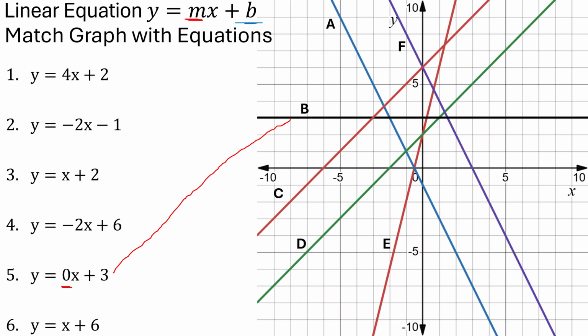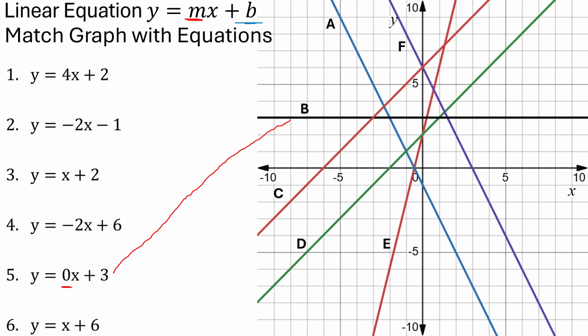Well, I don't see anything hitting the origin, the (0, 0) point. Does that make sense? If I look at my equations here, I have no zero y-intercepts. I have positive 2, negative 1, positive 2, positive 6, positive 3, and positive 6. So if I look at line F, this line here, I see that the y-intercept is positive 6, and the slope is negative. As x increases, y decreases, so it's a negative slope.